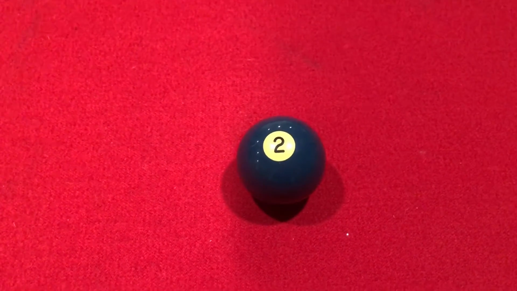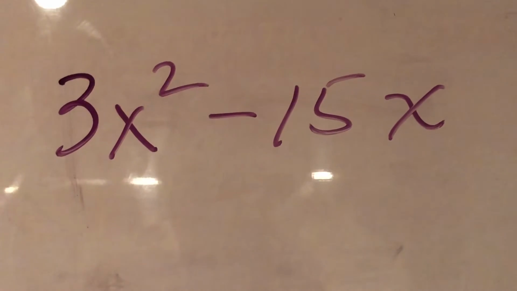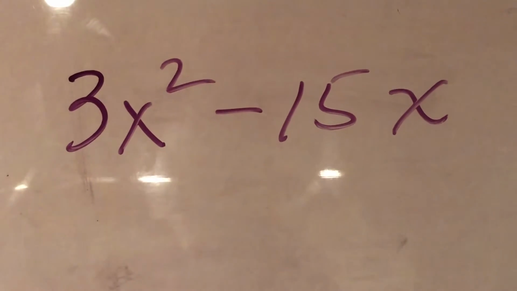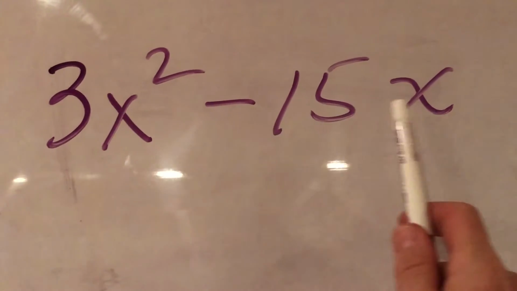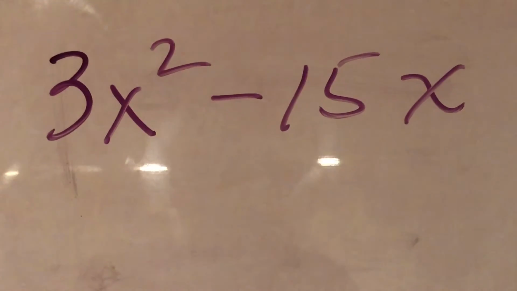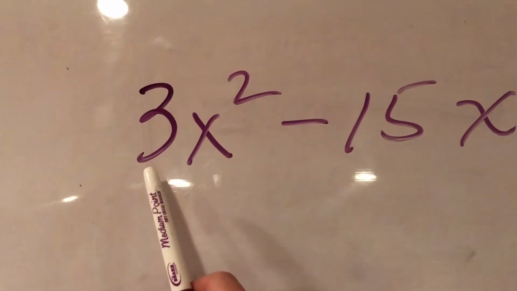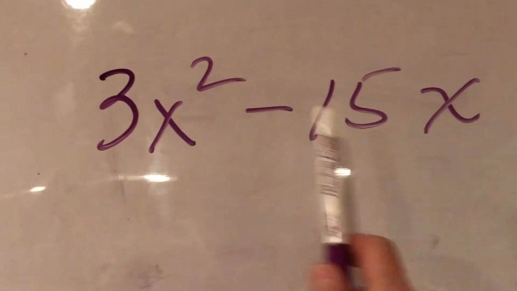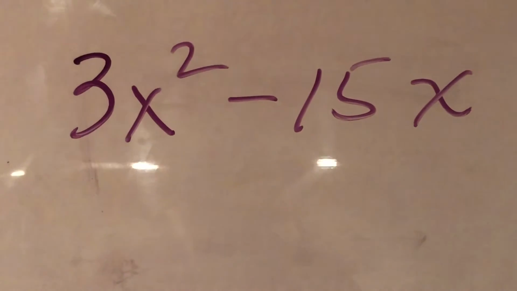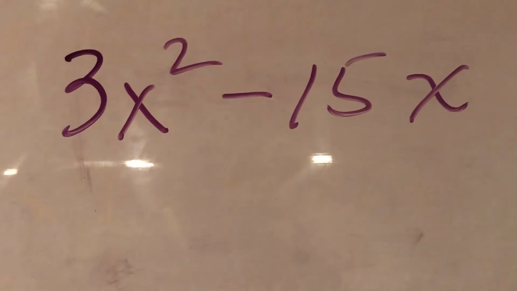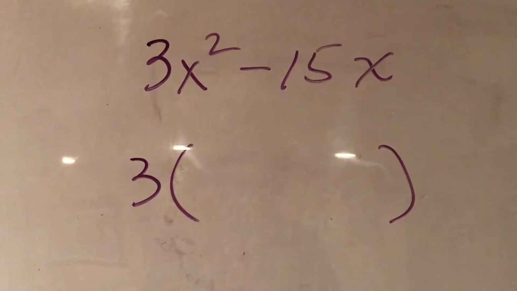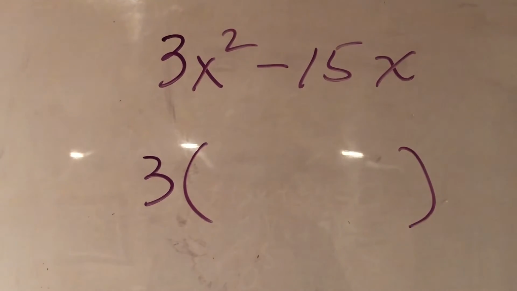Next up, number 2. Here we go, number 2. All right, so this example is going to be a little different because as you can see, we have an x in both of these terms. So first off, what's the highest number, the coefficient for 3 and 15? What is the highest number that would go into both 3 and 15? Good, so first up I factor out a 3.